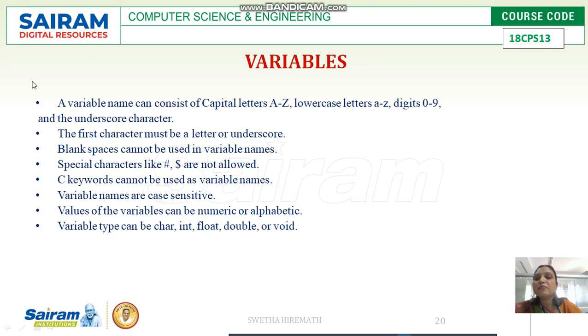A variable name can consist of capital letters A to Z, lowercase letters a to z, digits 0 to 9, and the underscore character. The first character must be a letter or underscore. Blank space cannot be used in variable names. Special characters like hash and dollar are not allowed. C keywords cannot be used as variable names. Variable names are case sensitive. Values of the variables can be numeric or alphabetic.